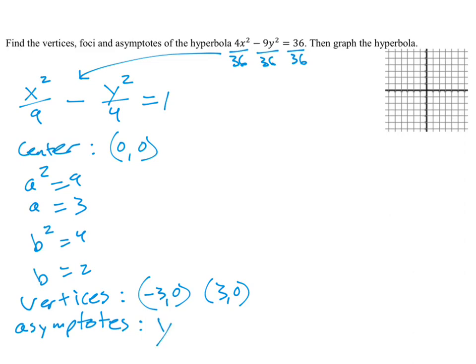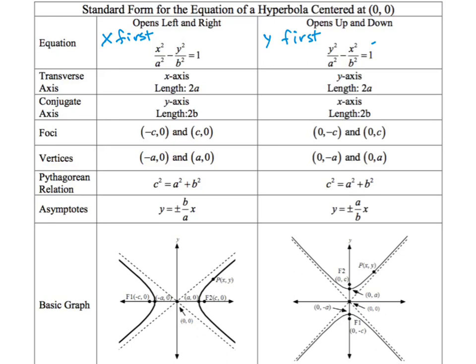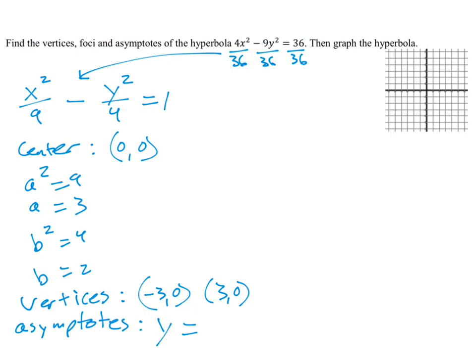And the asymptotes are going to be y equals, since this is a horizontal hyperbola, our asymptotes are going to be plus or minus b over a times x. So we got plus or minus 2 over 3 x, because it's b over a. So those are the equations of our asymptotes. Right, so we're actually not going to get the foci right now because we're just focusing on graphing.